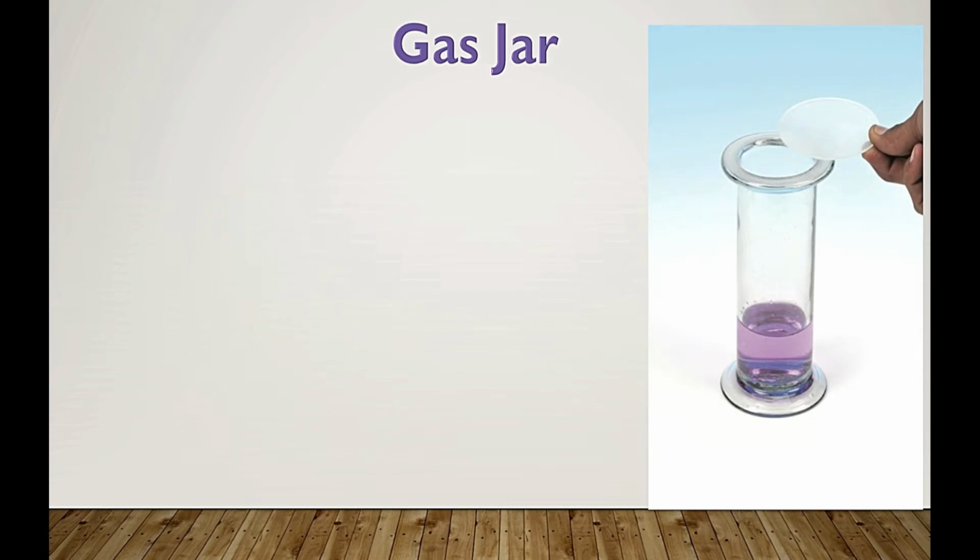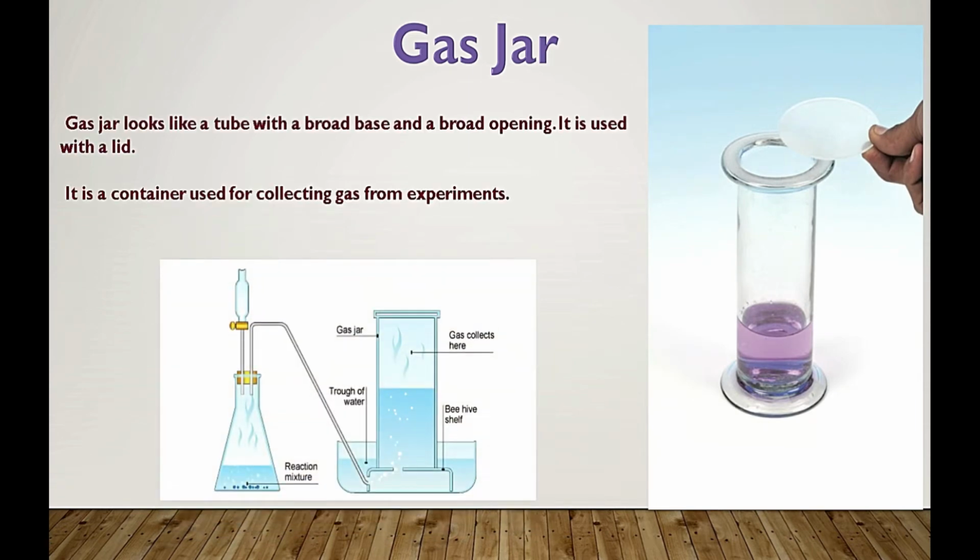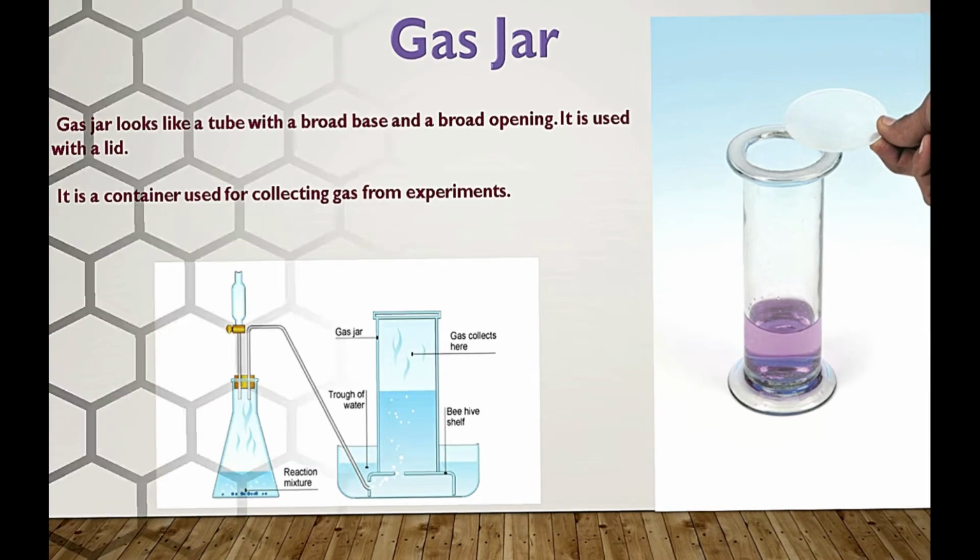Next apparatus is gas jar. It looks like a tube with a broad base and a broad opening. It is used with a lid. It is a container used for collecting gas from an experiment. In this diagram, you can see this gas jar is inverted over here. From here, it is collecting gas. So, as its name indicates, it is used for collecting gas.